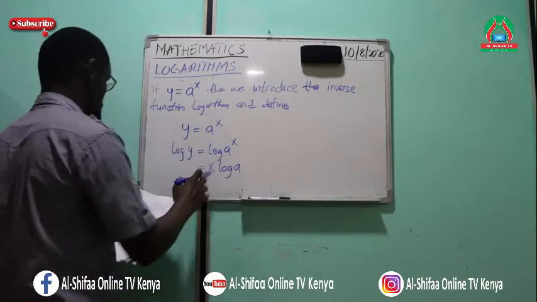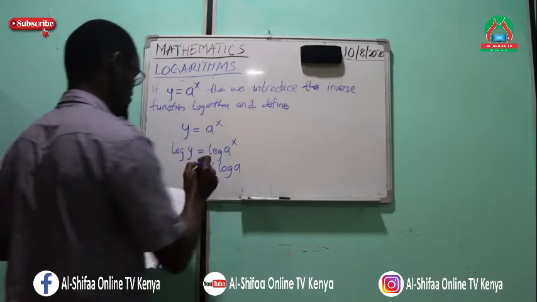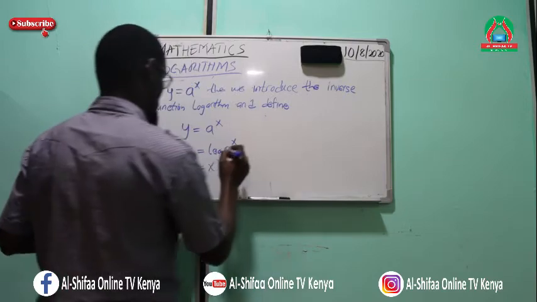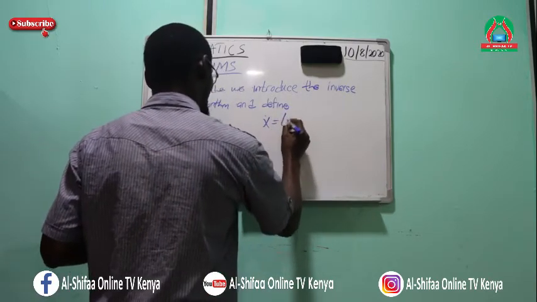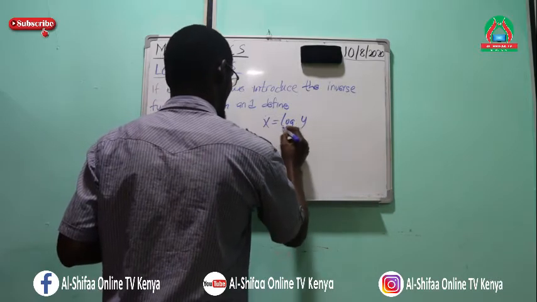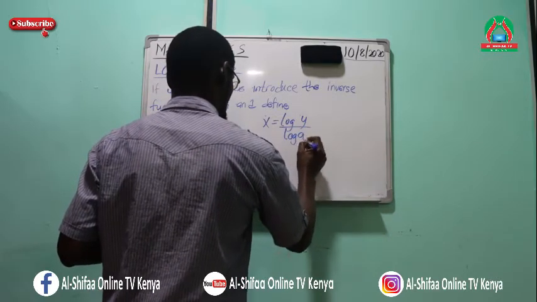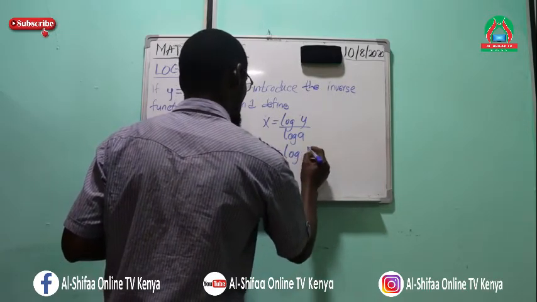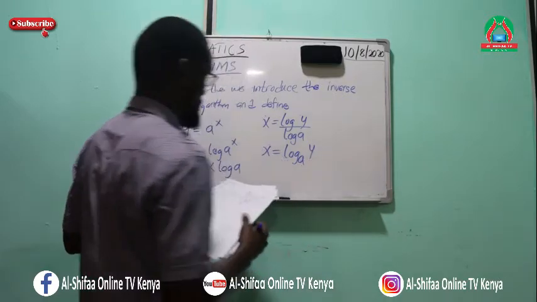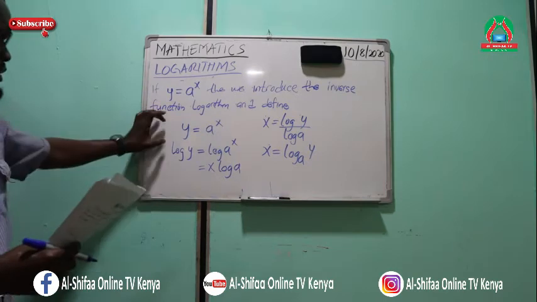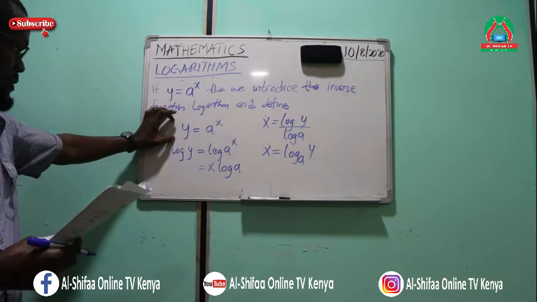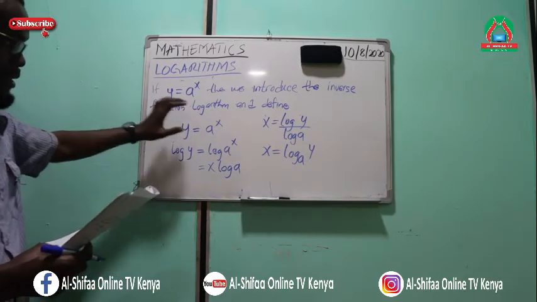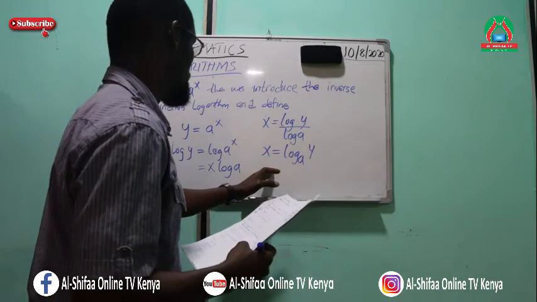So getting x, x will be equivalent to log y to the base a, which can be written that x is equal to log y to the base a. We'll say that when given an equation in index form, you can change it into logarithmic notation.